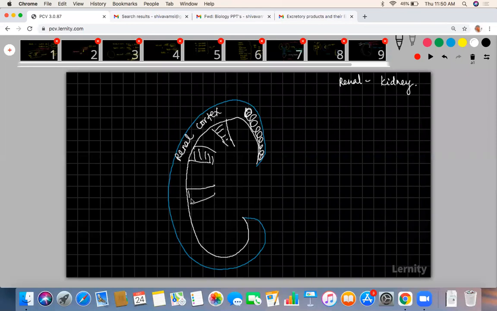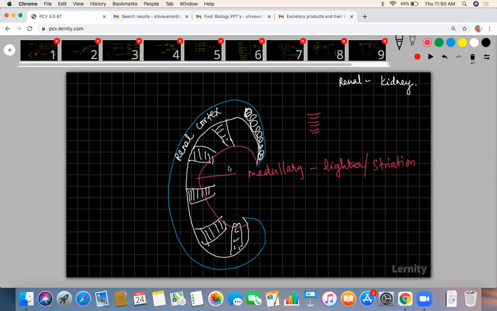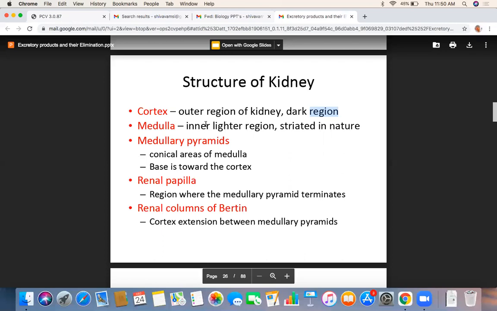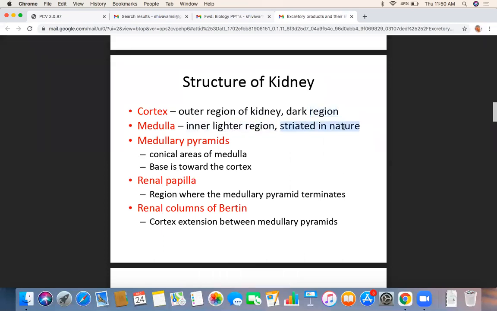Dark means thicker; when you look at it, it appears dark. In that place it will be compact, with many tissues arranged together. Inside this, this entire region is called the medullary region. This entire region is called the medullary region. This is naturally lighter and it is striated. Striated means it will show striations like this, you can see line after line. So that is the inner lighter region which is striated in nature.